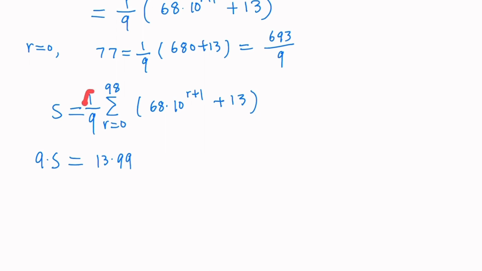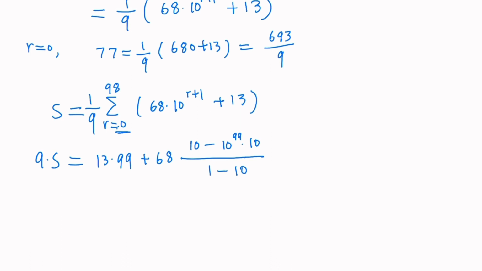And then, since we get rid of this 1 over 9, this is just 68 times some geometric sequence, right? So let's put a 68 first. And the geometric sequence formula here is the first term, when r equals 0, the first term is going to be 10, minus the final term times the ratio. The common ratio is 10, and the denominator is 1 minus 10. The final term is when r equals 98, this becomes 10 to the 99th power.